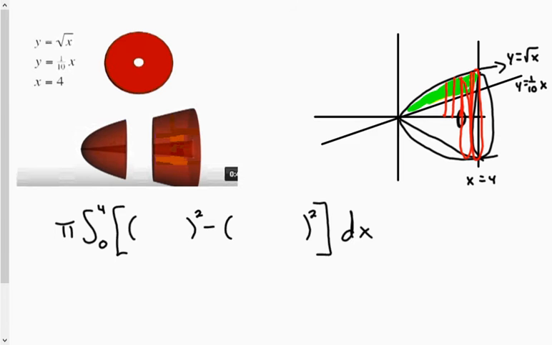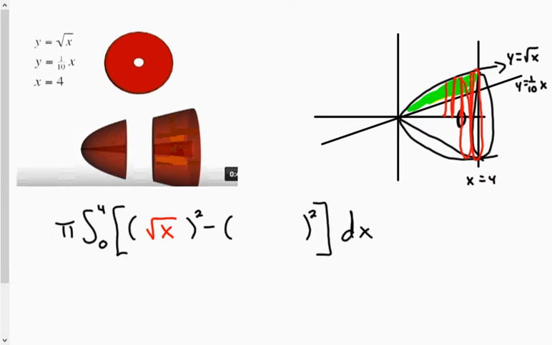My red lines go all the way from the square root of x all the way to the x-axis. On the x-axis, y equals 0. So they're going from this y, which anywhere on this curve, y is square root of x, to y equals 0. So the big radii are just the square root of x.